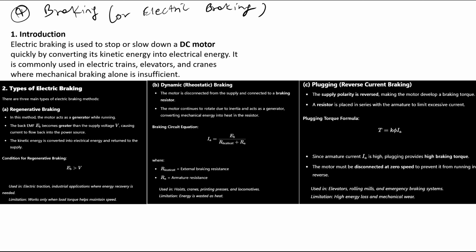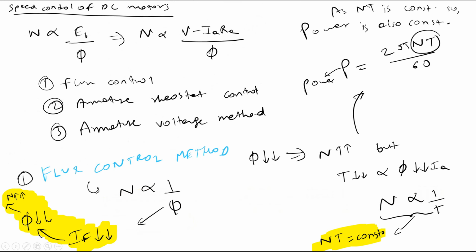Now we have braking. Till now we have covered our starting characteristics, running characteristics, and speed control. Now we have our last electrical topic, that is braking. Then we will move towards the mechanical part, I guess.